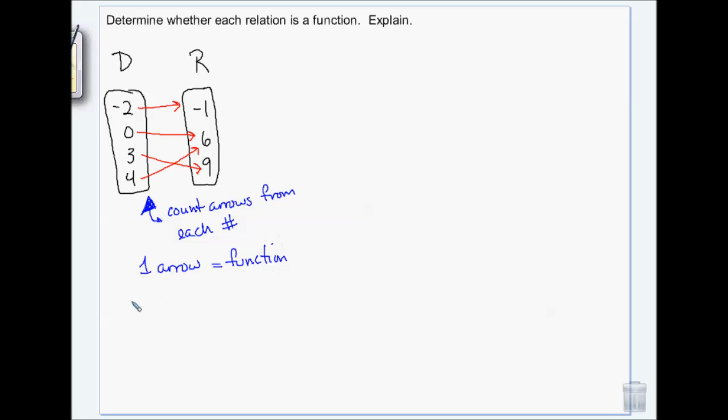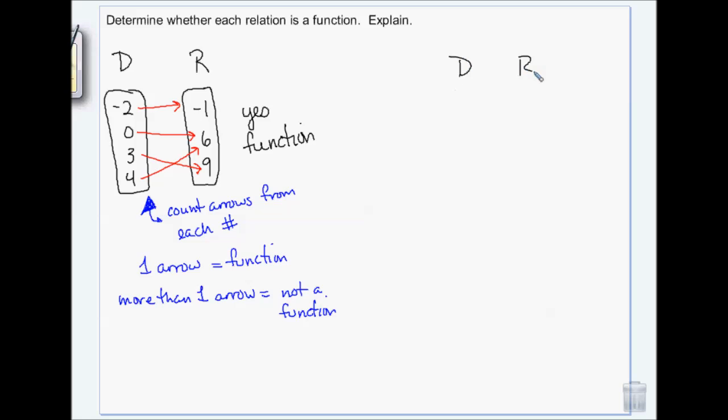If you have more than one arrow... So you'll notice I only looked at this side. 1, 1, 1, 1. So my answer to this is yes, function. Because I have 1, 1, 1, 1. Look at this 6. This 6 has 2. But I didn't say anything about the ranges, right? I said that each one in the domain can only go to one number.